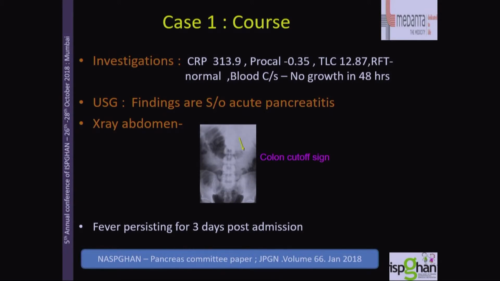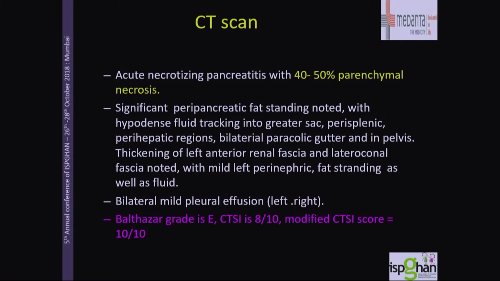So looking at my patient, CRP is 313, but note procal is not very high. Counts were okay, renal tests are okay, blood culture no growth. There was a colon cutoff sign on X-ray, therefore we do ask for some X-ray abdomen. First line of investigation is ultrasound, which was suggestive of pancreatitis, but the fever is continuing for 3 days. The fever could be due to just inflammation and not necessarily infection, because majority of you would get very nervous and jump to giving high-end antibiotics in those conditions. So therefore I was highlighting.